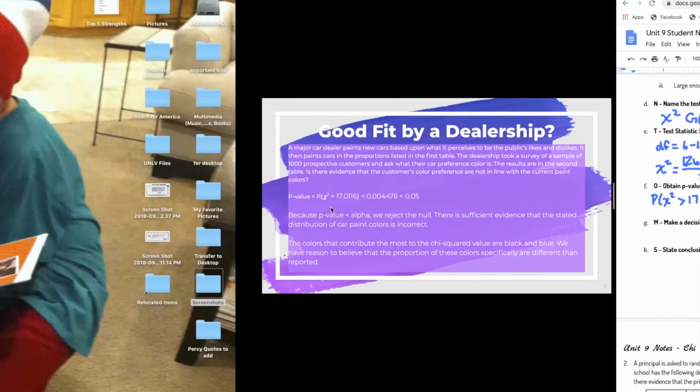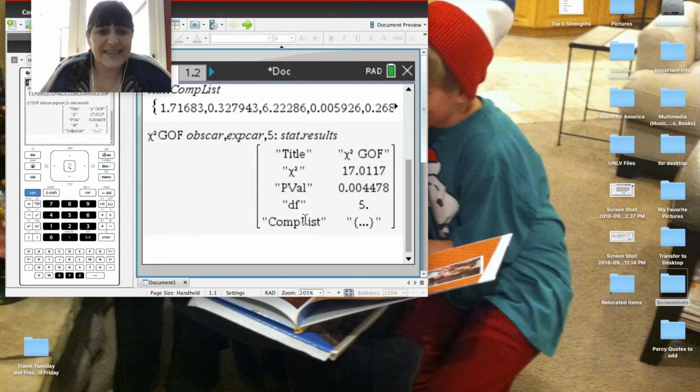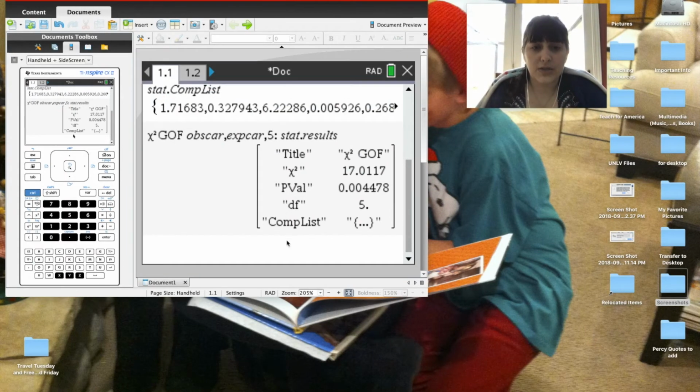So if you go back to your calculator and see this thing that says comp list right here, and I gotta move my camera again. So see this thing that says comp list, and it has these brackets with the dots in the middle. It's because there's too much data for it to show up in this small space, but you can access all of that data using the VAR button, the variable button.